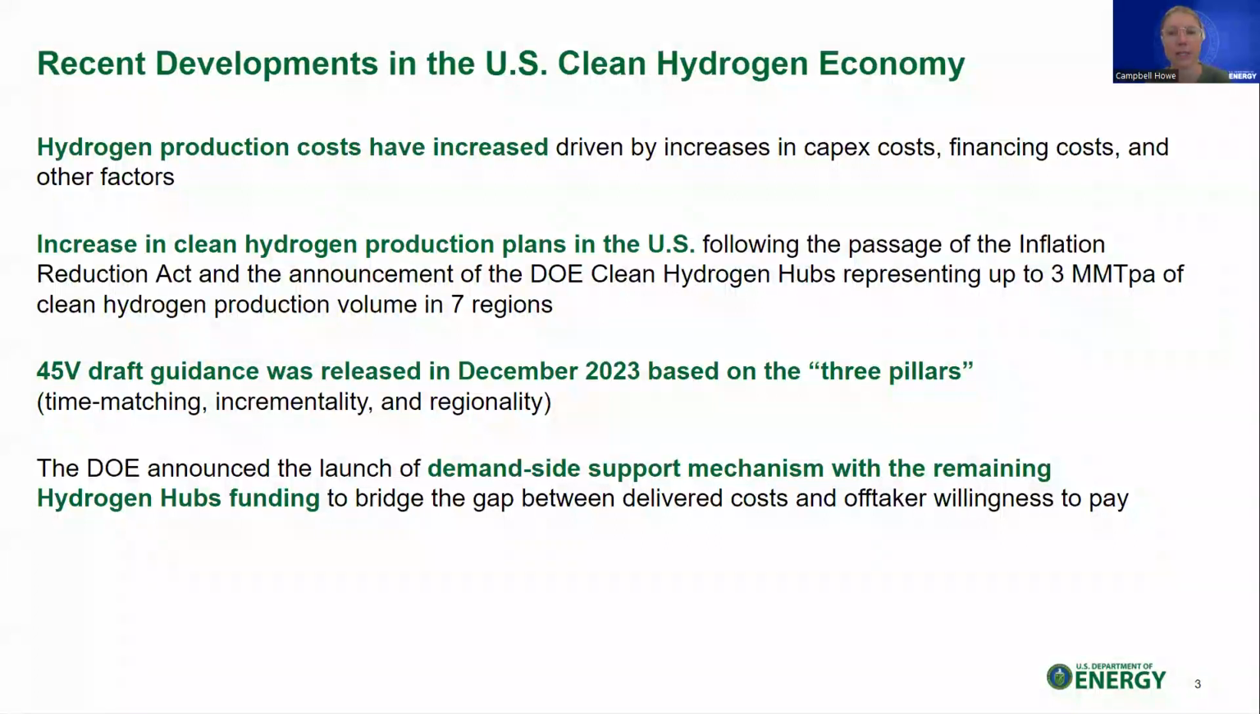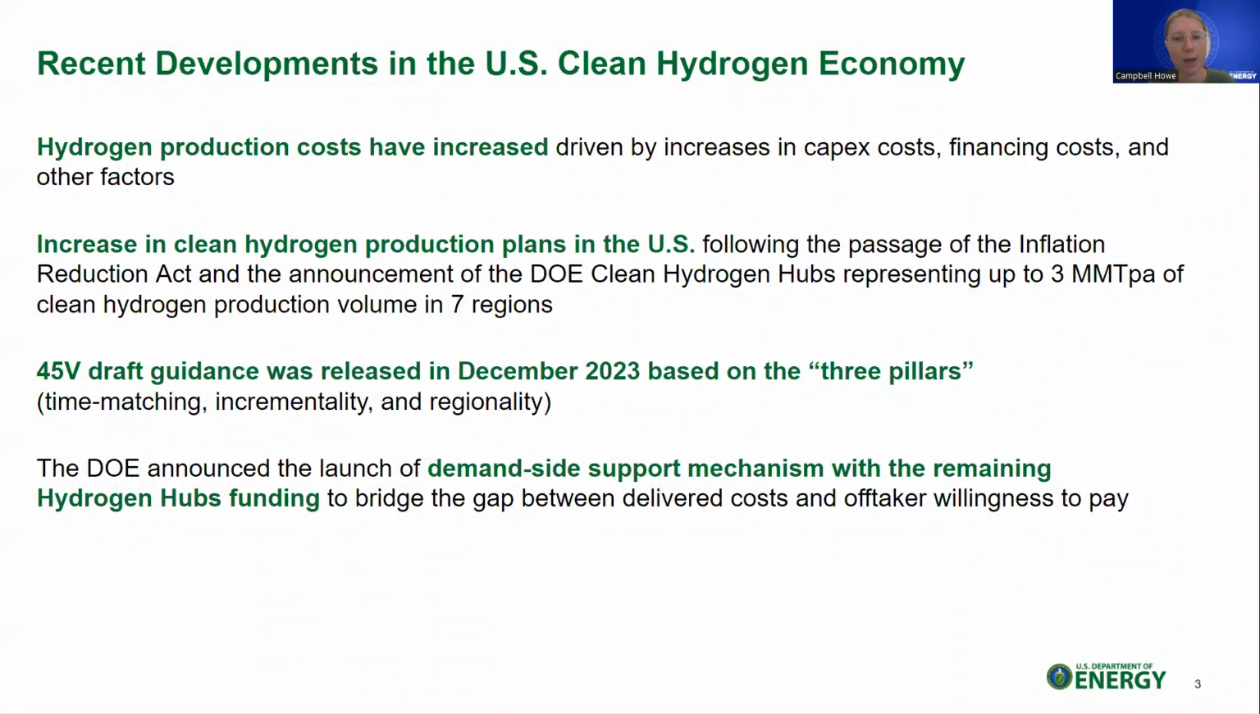I'll touch on this briefly, but we've seen production cost increases over the last year or so due to increases in CapEx costs, financing costs, and other factors. We've also seen the announcement of the DOE hydrogen hubs, which we'll touch on a little bit later, and I know Neha just did, which will represent about 3 megatons of clean hydrogen production in 7 regions. But there's also been an uptick in new project announcements, even outside of the hubs initiative.